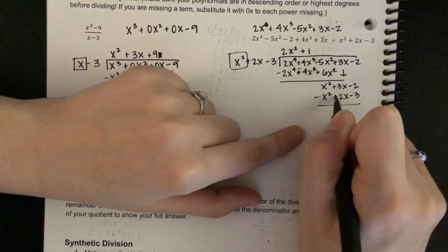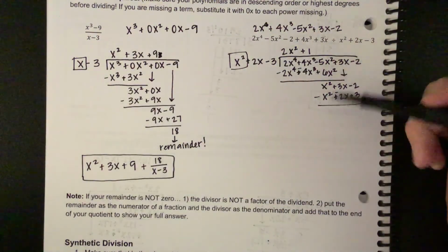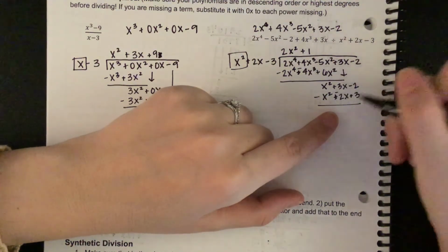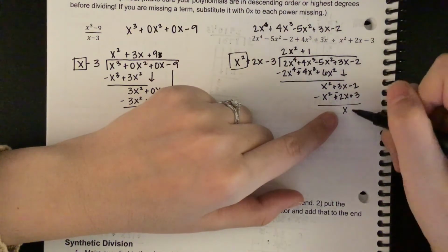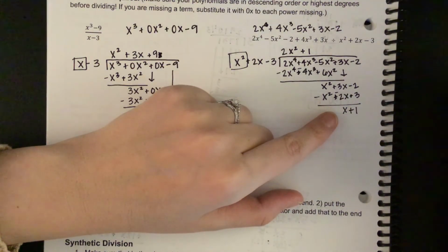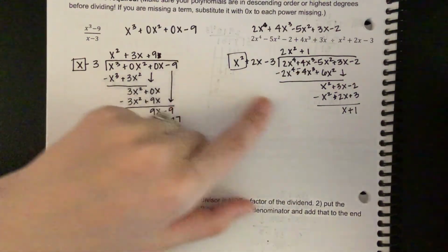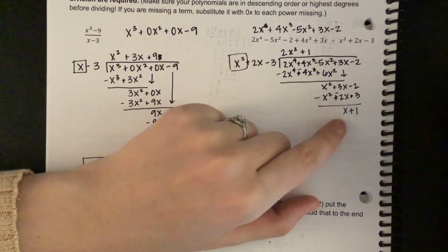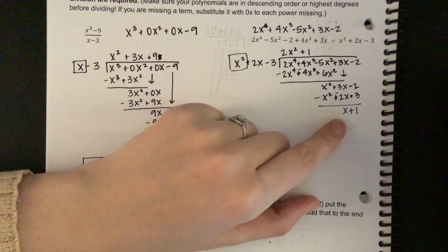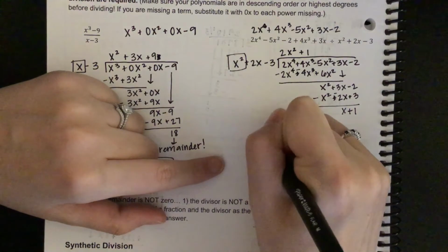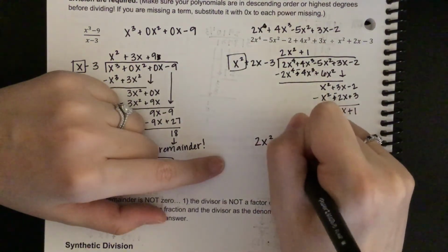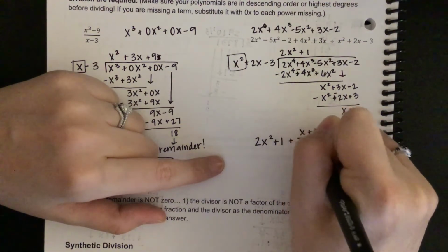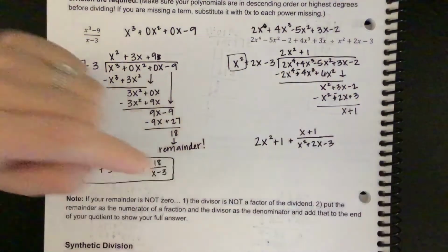Subtract, so change your signs. So x squared minus x squared is obviously 0. 3x minus 2x is x. Negative 2 plus 3 is 1. X squared does not go into x. I can't multiply x squared by anything in order to get x, so here is our remainder. So we're left with 2x squared plus 1 plus x plus 1 over x squared plus 2x minus 3.